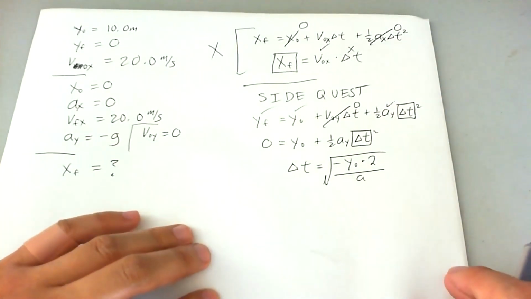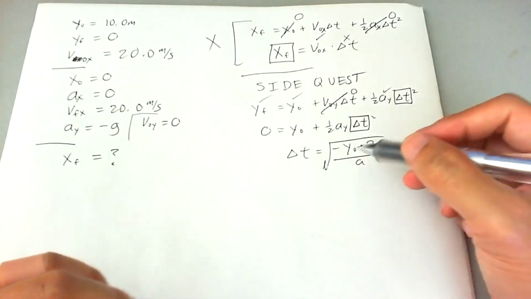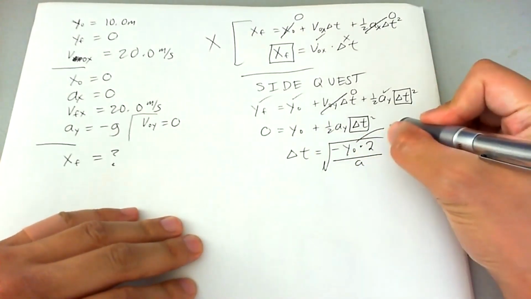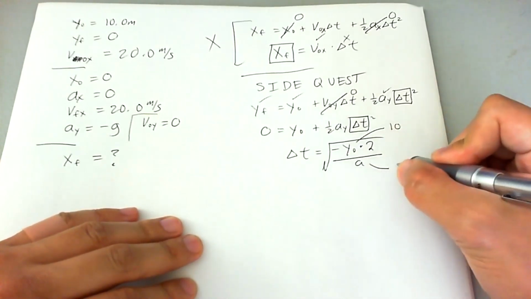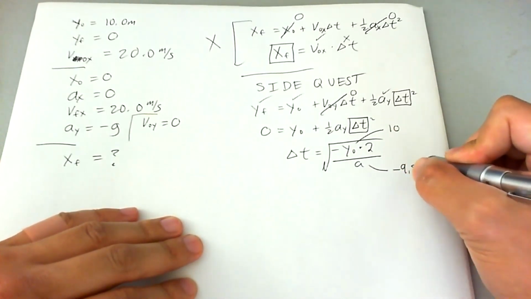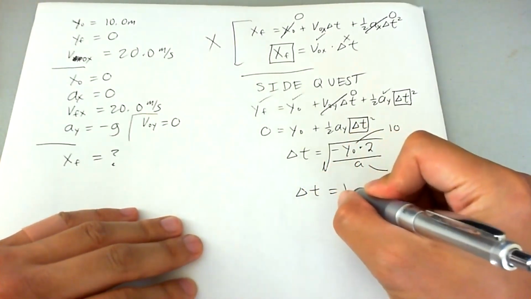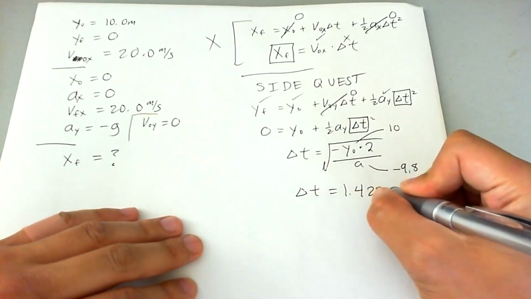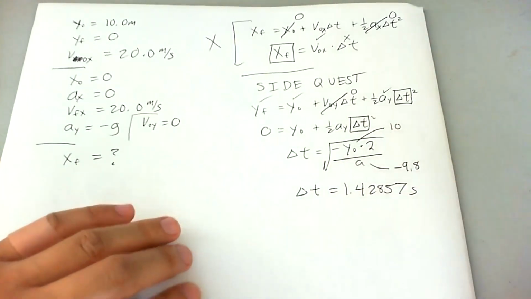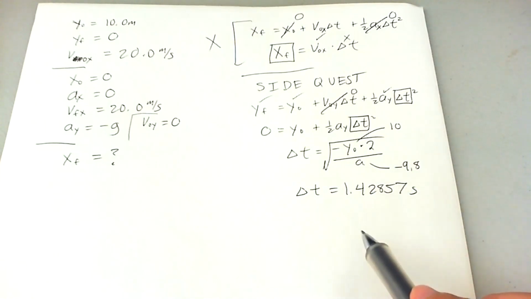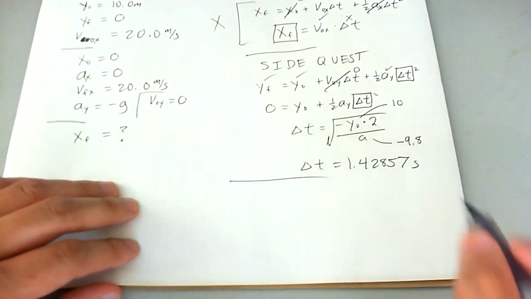So kind of a hefty equation, but when we plug it in, it all becomes simpler. Y naught is 10, a is negative 9.8. Plugging that all in, we get that delta t is 1.42857 seconds. Now I'm just going to keep as many sig figs as possible because we'll reduce the amount of sig figs at the end to a reasonable amount. Okay, side quest is over.